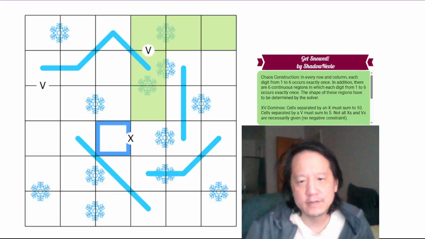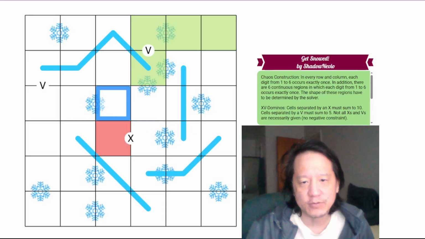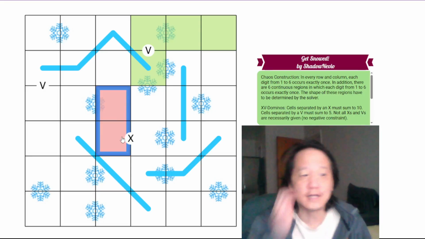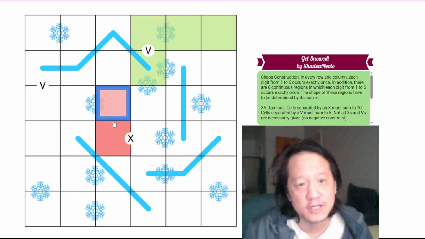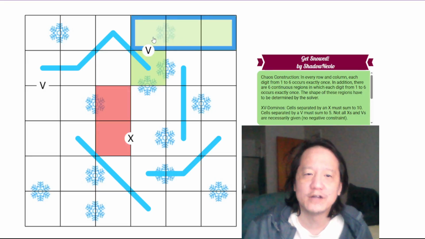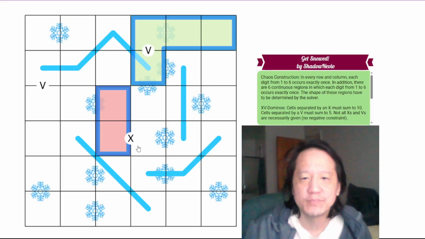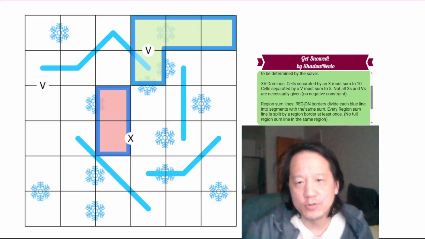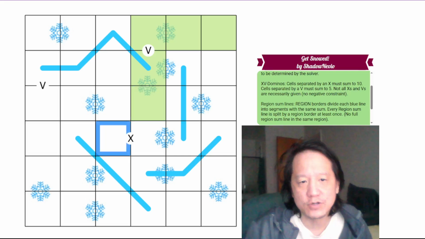And similarly, this is also not a valid region because even though these two can get to each other by going through edges, they cannot get to the other cells in the region just by going through edges while staying within the region. So that's an example of how chaos construction works.